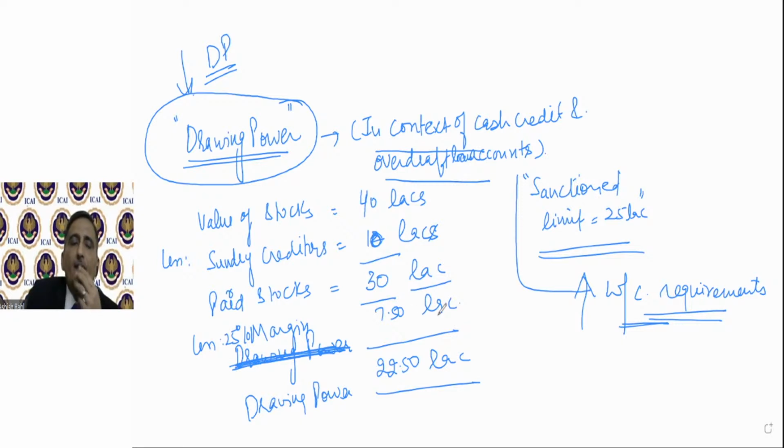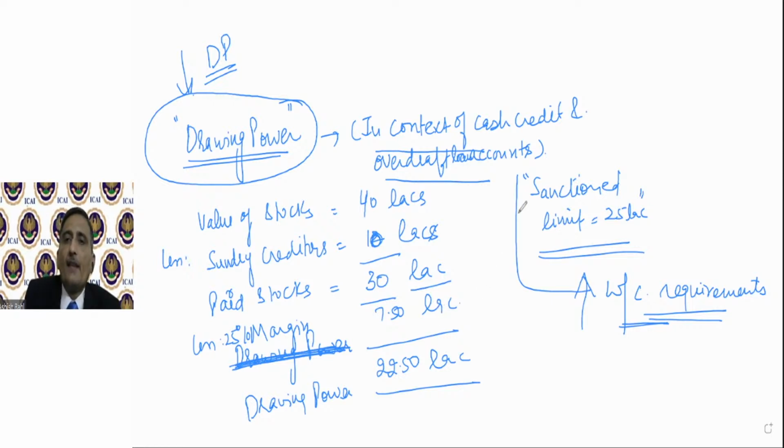Yes. So, guys, there is one more term, drawing power. Before we proceed to discuss asset classification norms relating to NPAs, let us understand this term, drawing power, in short DP. This term is usually associated with cash credit and overdraft accounts.